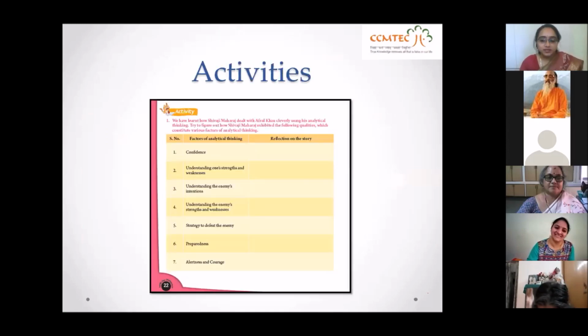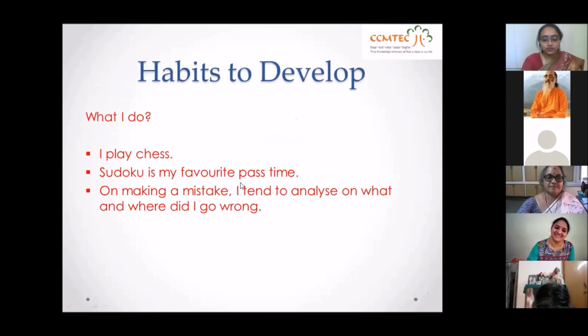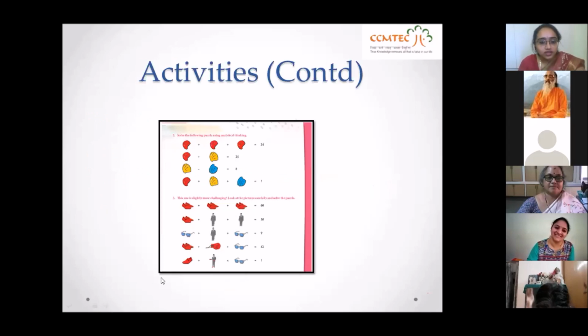So there comes this activity of listing the factors which involve analytical thinking and how we reflect them from the story. Be it confidence, understanding the enemy's intentions, preparedness, alertness, and courage, all of this is what we need to brainstorm with the kids and write down. Another wonderful activity here is that we have to solve the following puzzle using analytical thinking, right?